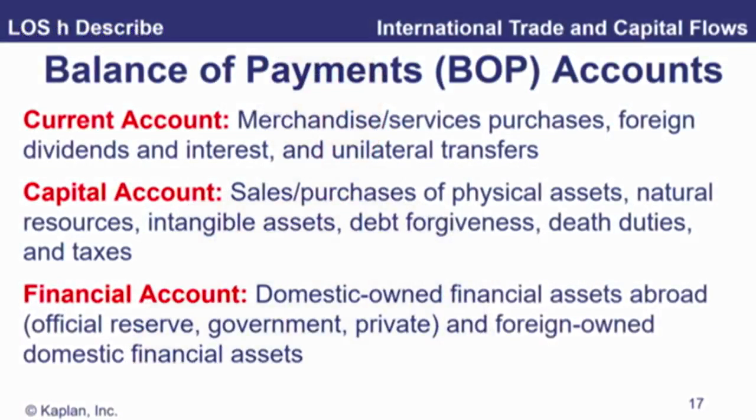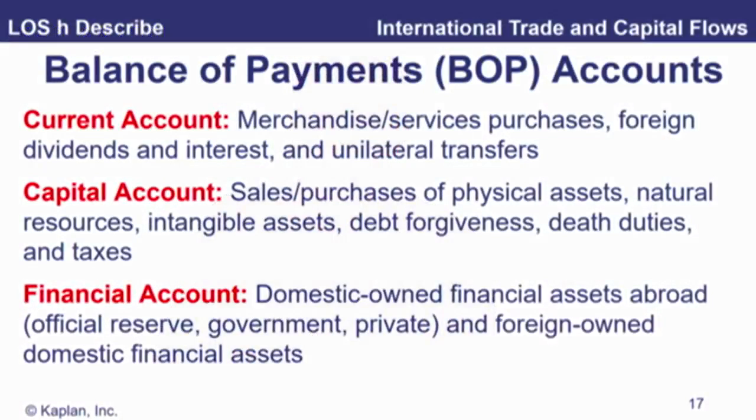Exam questions, every chance you get, give you a transaction and ask whether it belongs in the current, the capital, or the financial account. And the rules are as follows. Current account: merchandise and services purchases, so the flow of goods, flow of services, foreign dividends and interest, unilateral transfers. To get a kind of woolly, not perfect, but maybe helpful analogy, think of the income statement in financial reporting, anything flowing through.